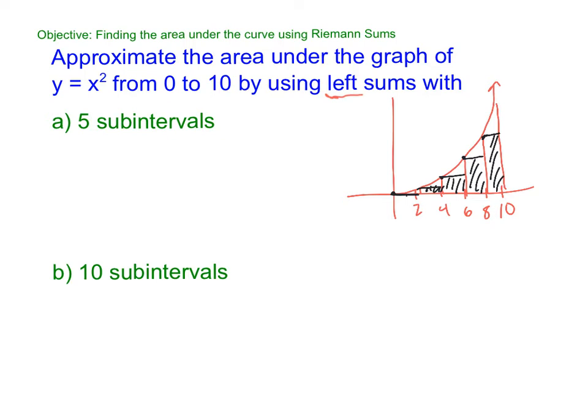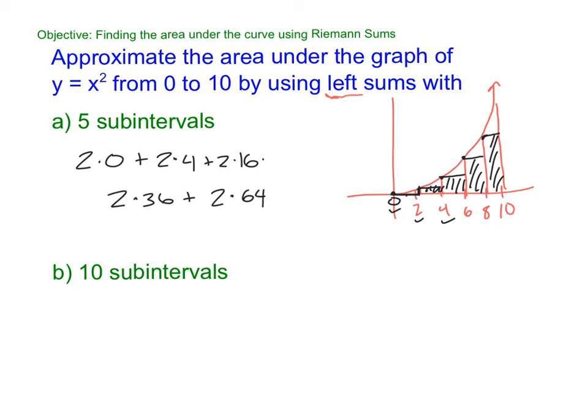So the area of my first rectangle is 2 times 0, the width times the height, plus 2 times, what's the height here at 2? Well, if you plug 2 into x squared, you get 4. And now we're going to plug in 4. I plugged in 0 first. Now I'm plugging in 2. Now I'm plugging in 4. So that's 16. Now I'm plugging in 6. 36. And then finally 8. 64.